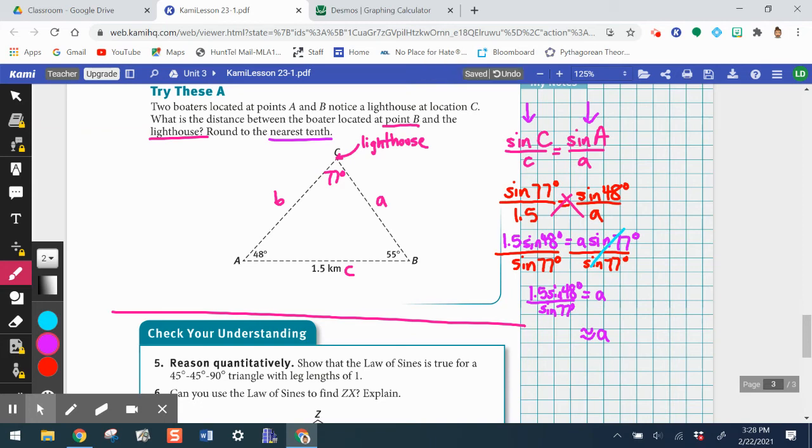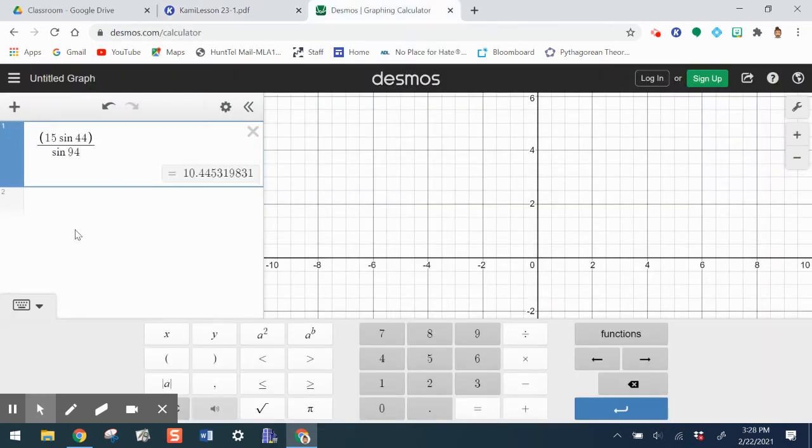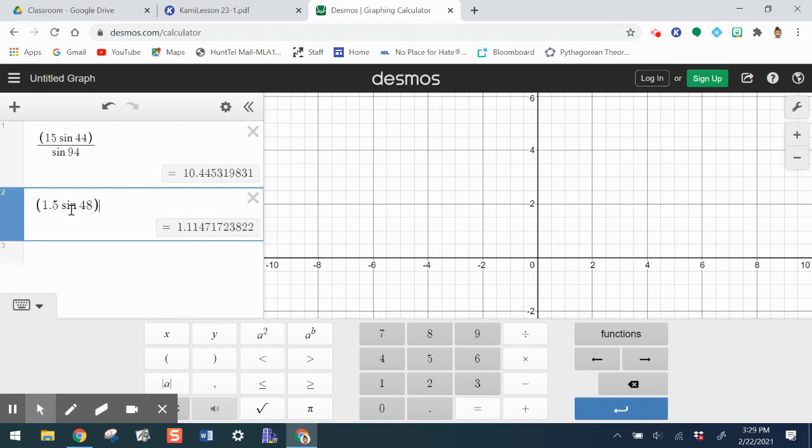So I'm going to just show you again how to put that into Desmos. So we're going to do parentheses because we want to make sure it multiplies 1.5 times the sine of 48 first, divided by the sine of 77. And we get 1.14, which the 4 tells the 1 to stay where it is.